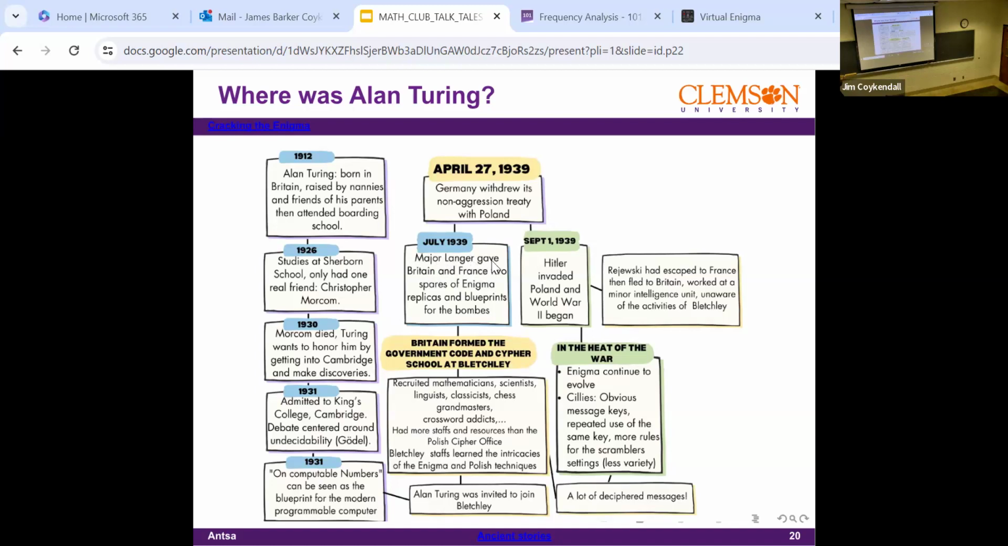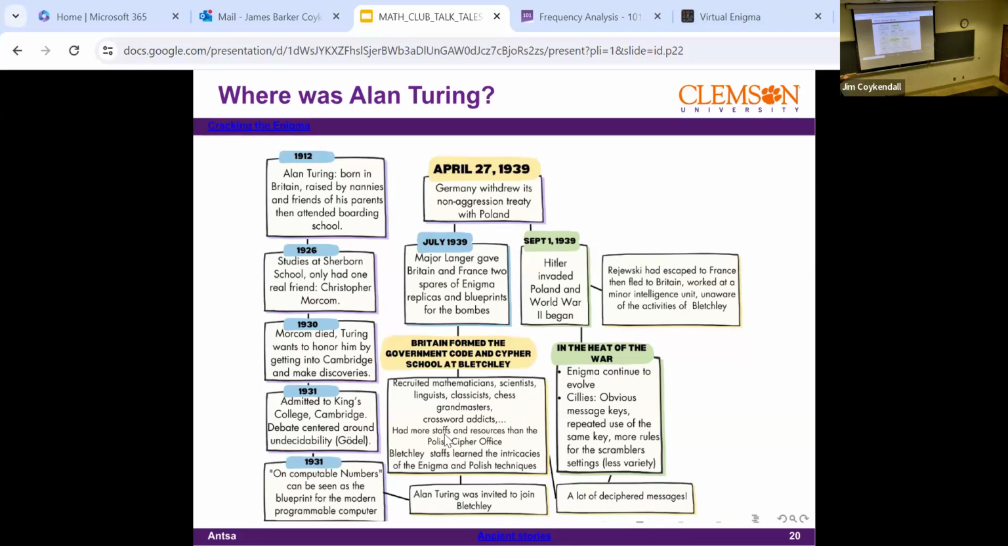Poland gives Britain and France those spare Enigma replicas and the blueprint of the bombs, and France says, yes, yes, while Britain says, oh no, we cannot do this, but then okay. So Britain formed the Government Code and Cypher School at Bletchley, which recruited mathematicians, scientists, linguists, classicists, chess grandmasters, and crossword addicts. They definitely had more staff and more resources than the Polish Cipher Bureau, and they also learned what Rejewski and the Poles had done. So they invited Alan Turing to join Bletchley.